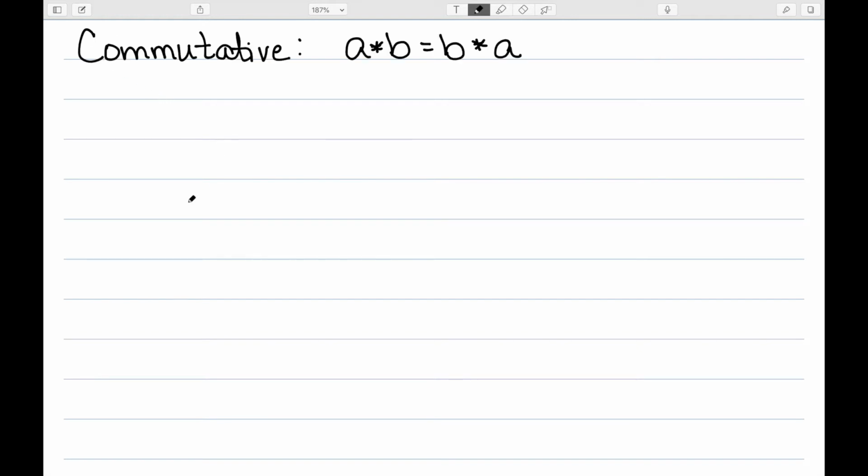Now that I've defined a general operation, I want to look at properties of these operations. And different operations are going to have different properties. So let's start by considering a couple of very basic properties. My first property that I want to look at is commutativity. A star B equal to B star A. I can switch the order of my operation.